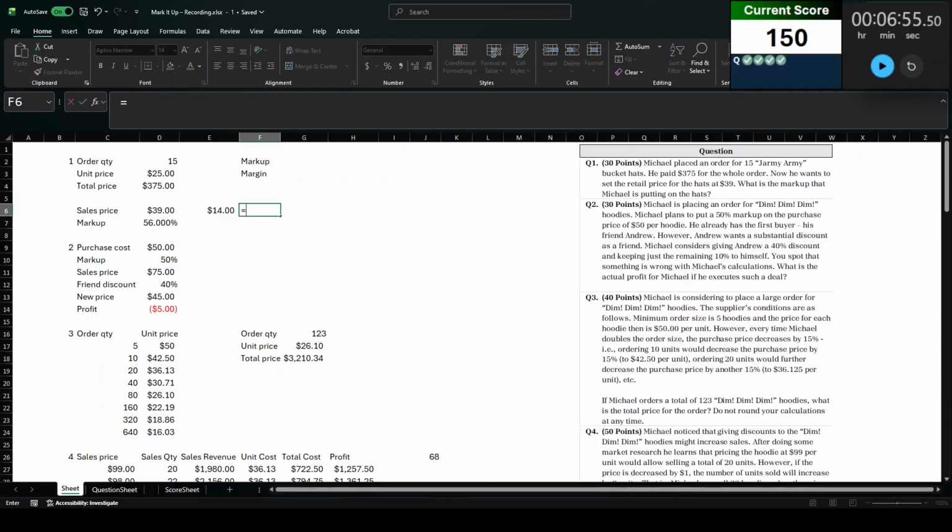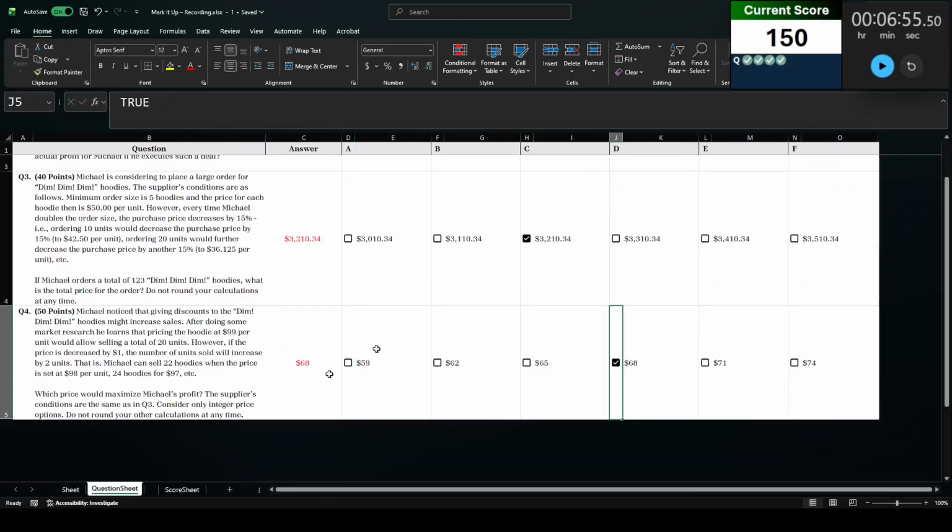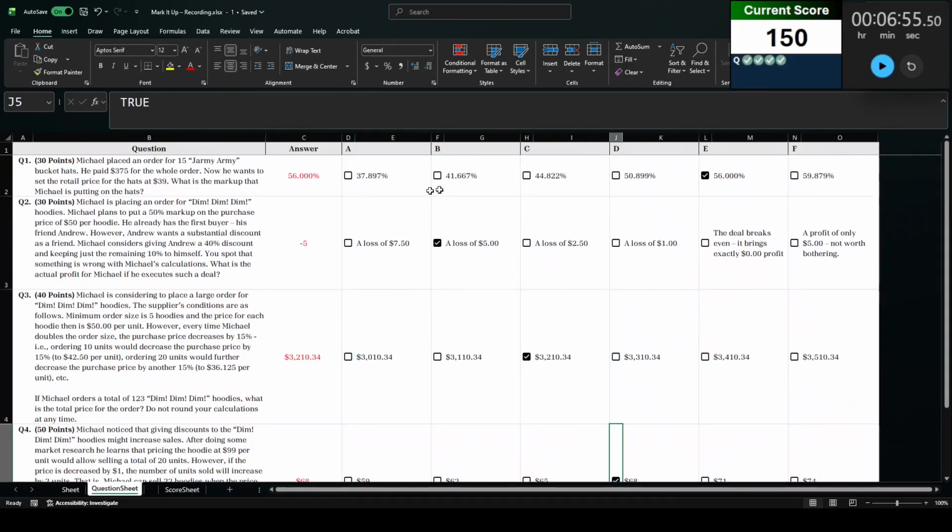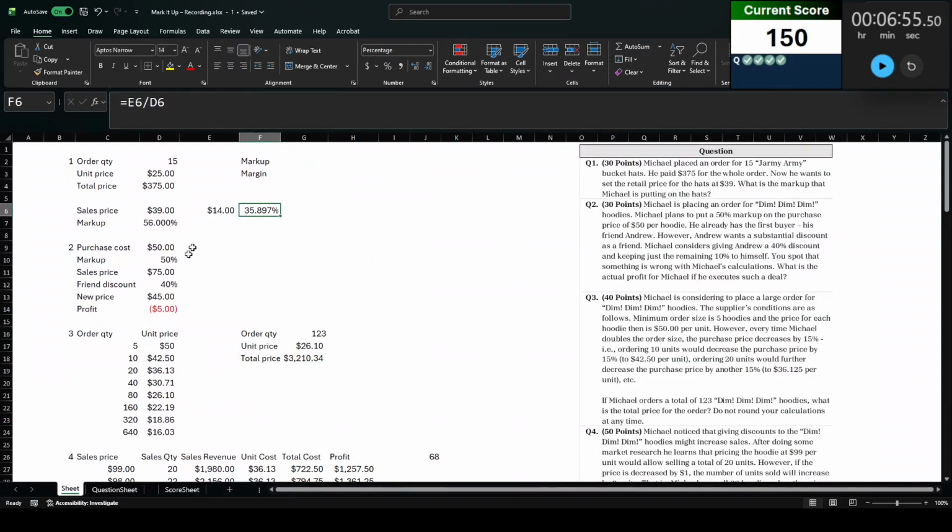So the margin here will be the profit divided by the sales price. So we would have had a 35.897% margin. Now, fortunately, that's not one of the answers up here. The closest one was 37.897. So we can feel more comfortable.